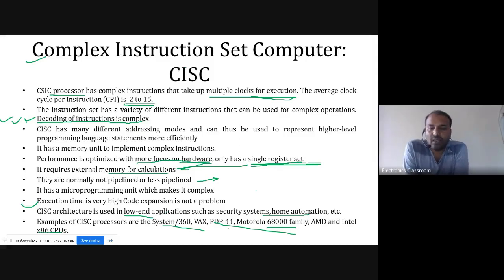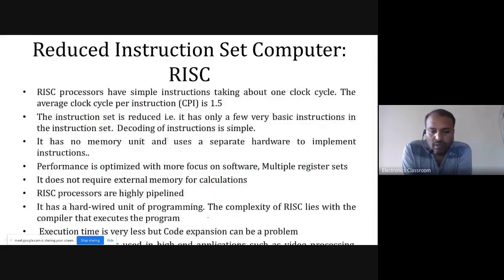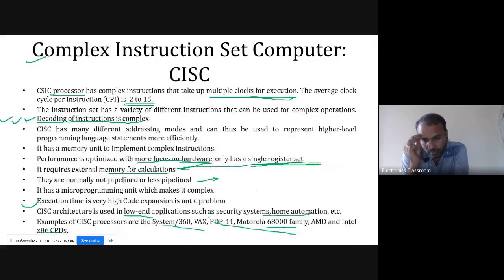Since those have CISC architecture, we know that for Intel's x86 microprocessor, we need to have separate memory. From the programming and hardware point of view, hardware is more focused, and the program is a little bit complex. So this is about CISC architecture. Then we will study RISC in the next lecture.